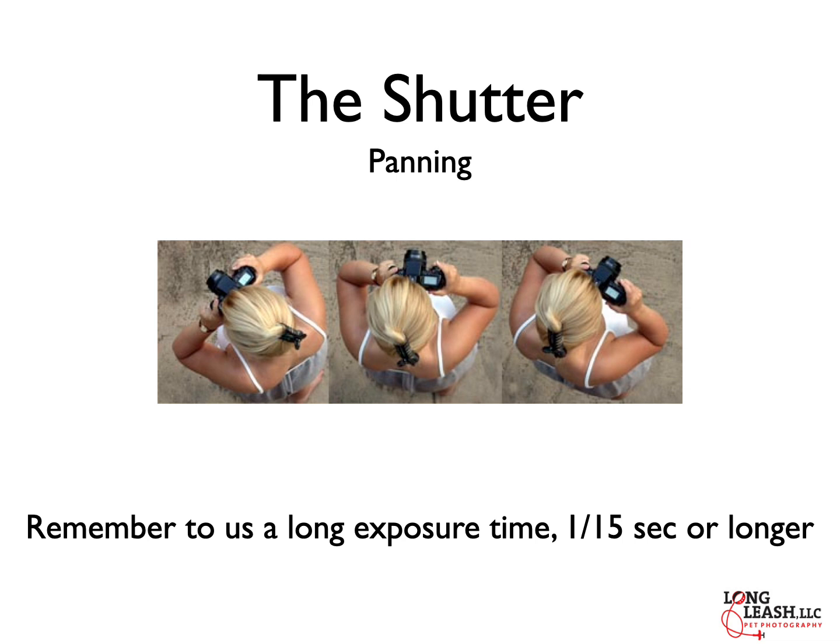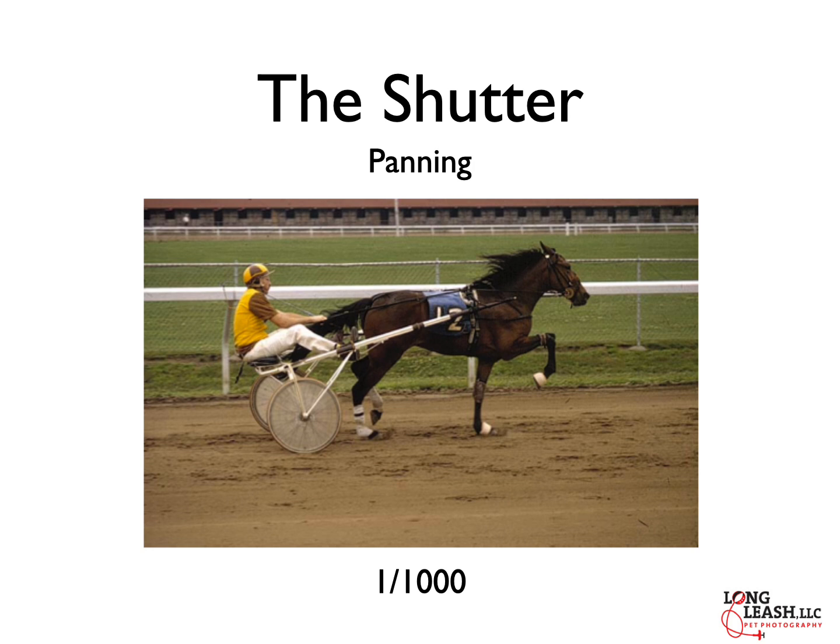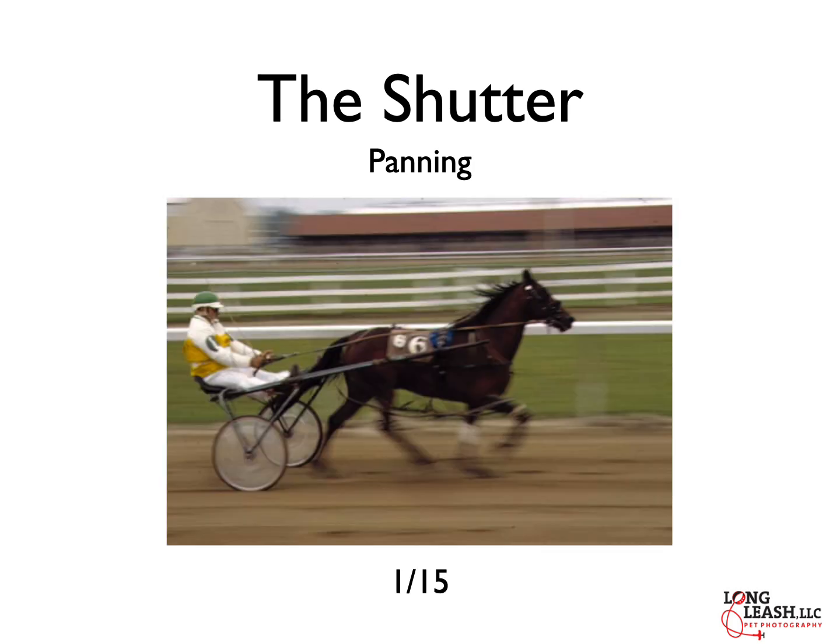Now, to do it, you use a long exposure, like a 1/15 of a second, and you pan the camera following the subject. So here's another example of panning. This was photographed at 1,000th of a second. But by using a 1/15 of a second and panning the camera, you really make this horse look like he's flying. So you want to bet on this horse.